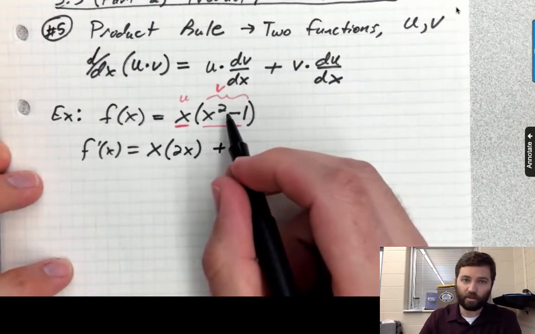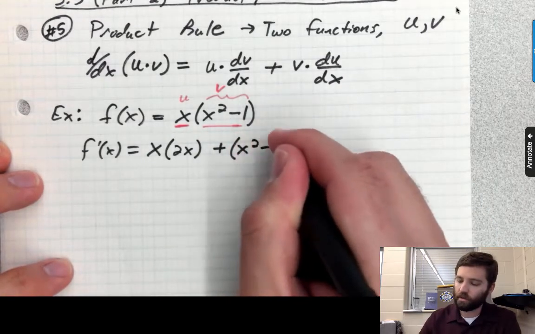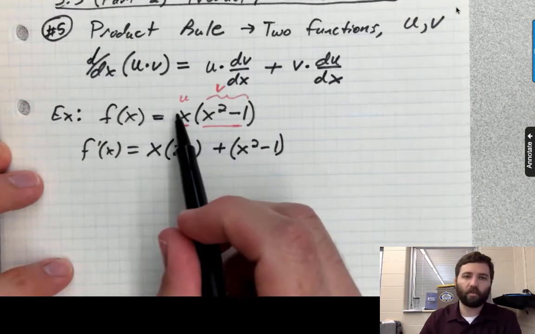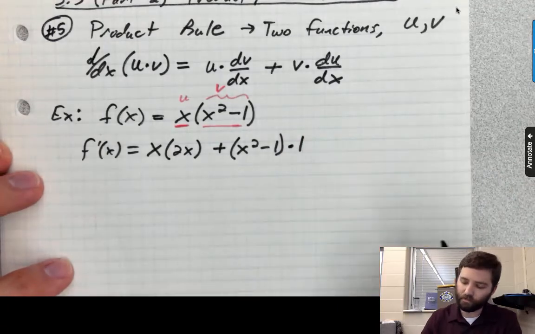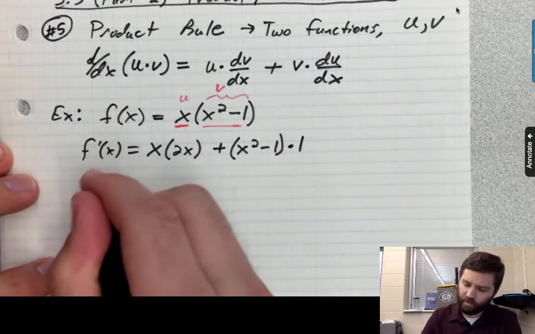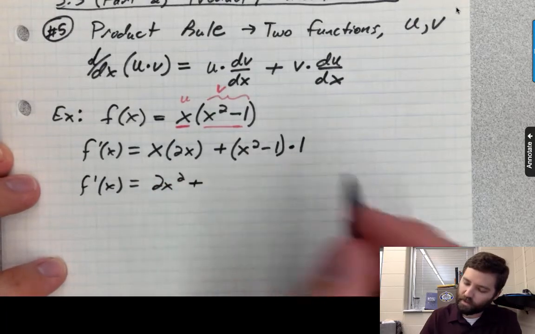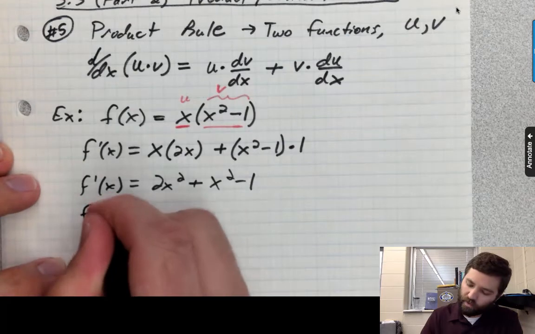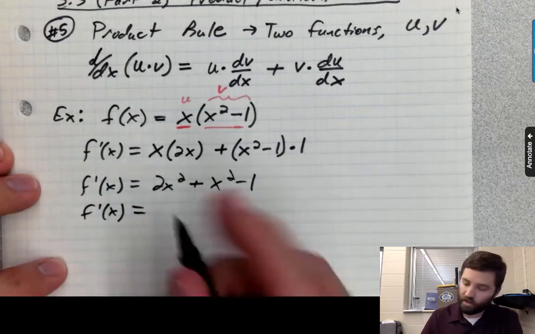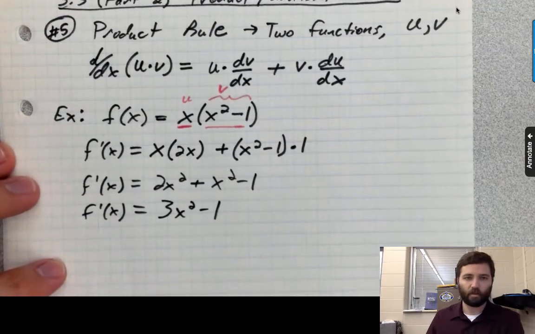Plus the second function, that's our v, x squared minus 1, times the derivative of the first. The derivative of x is just 1. Times 1. And then clean it up, and that's it for the derivative. So you're going to end up with 2x squared plus x squared minus 1. And for your derivative, your final simplified answer will be just 3x squared minus 1. All right, let's do another one.